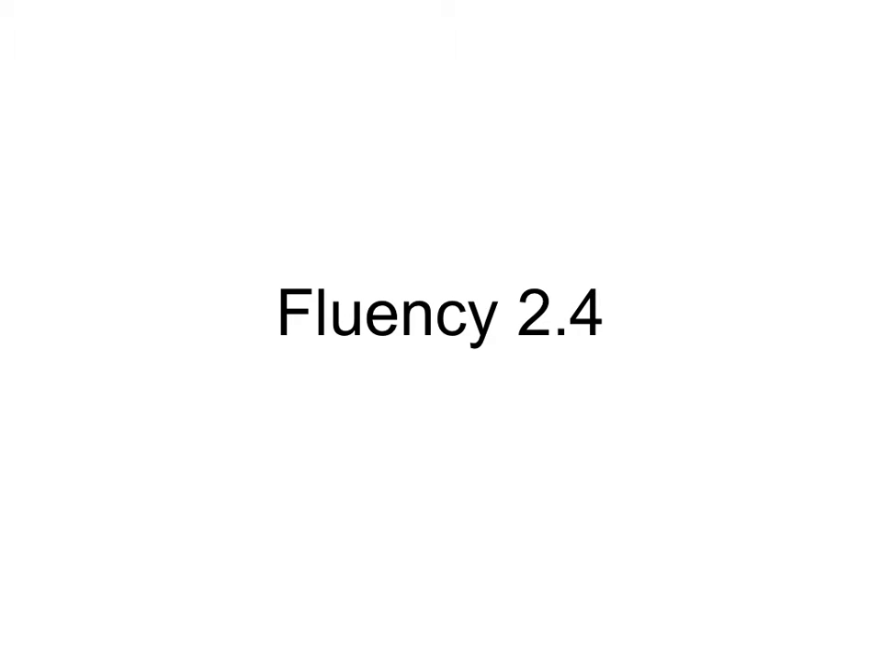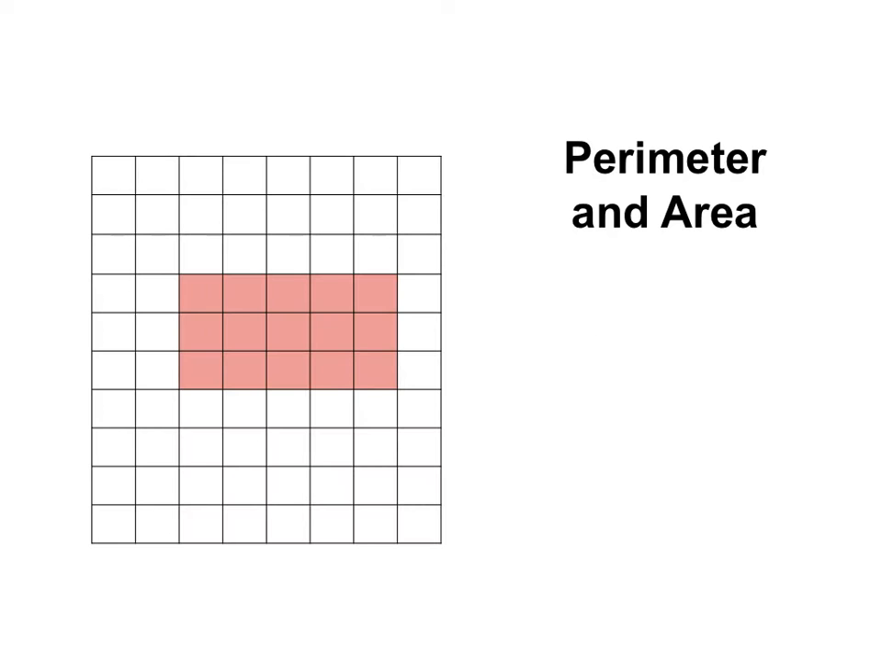This is Fluency Module 2, Lesson 4. We're going to start off with some perimeter and area.